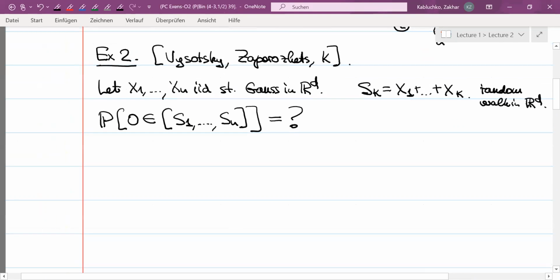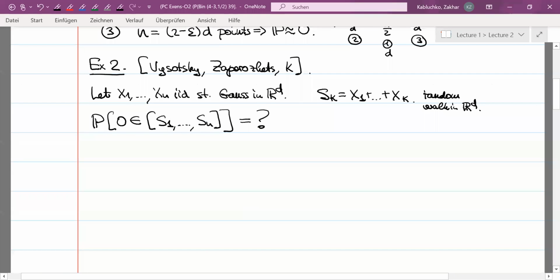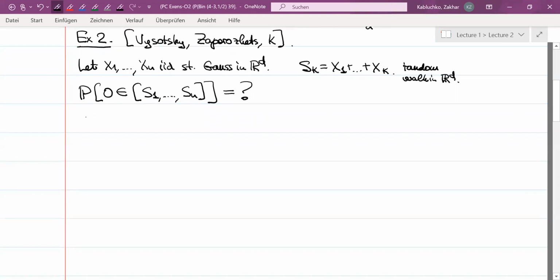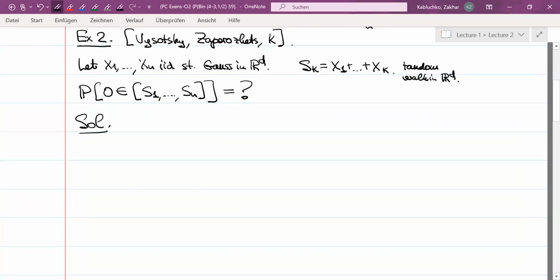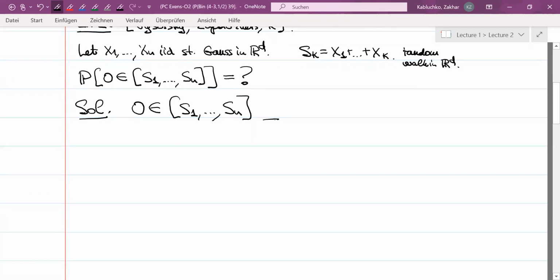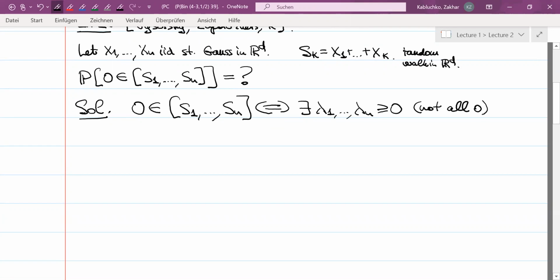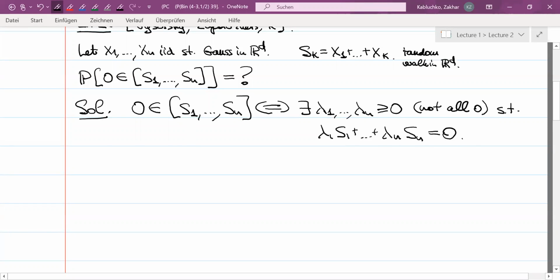So very similar, but now the convex hull is taken of a random walk, not of IID points. Let us compute this probability. And again, we look at the event that 0 is contained in this convex hull, which means that exactly as before, there are lambda 1, ..., lambda n greater or equal to 0, but not all 0, such that lambda 1 S1 plus ... plus lambda n Sn is 0.